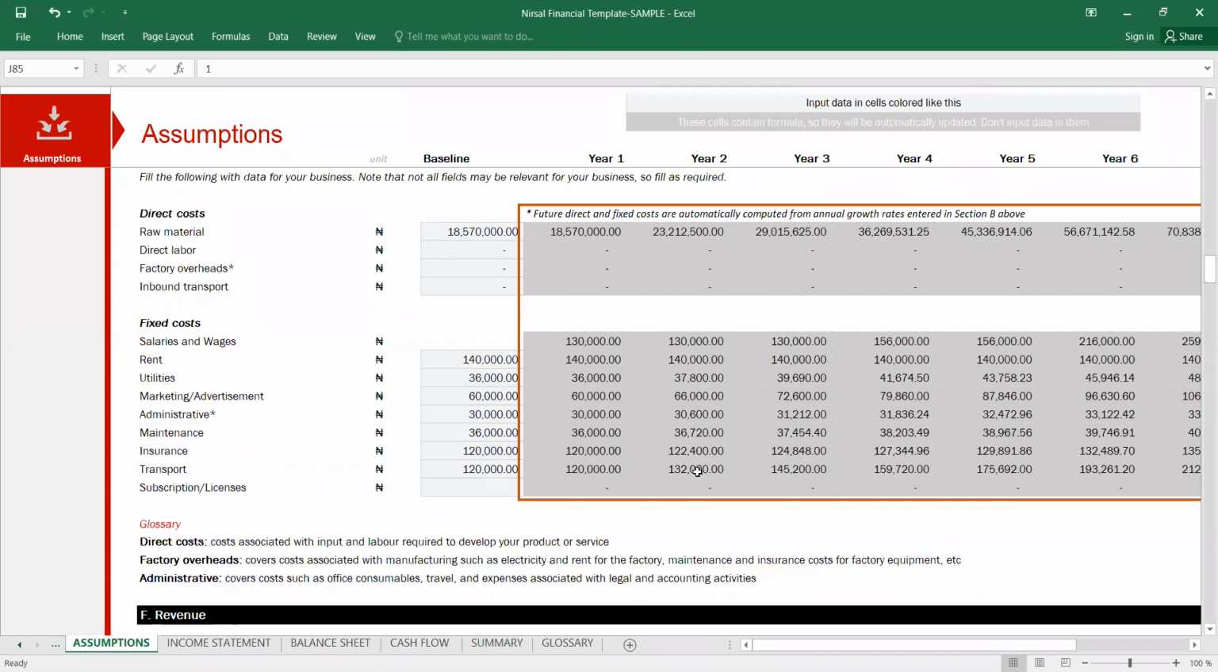So you are not touching all these places. How much will you spend on each of these in a year? So you input them. He said that he's going to be spending 120k for transport in a year, insurance 120 in a year, maintenance 6,000 in a year. So just put it here, the rest will take care of itself.